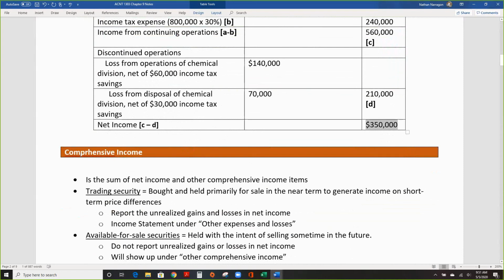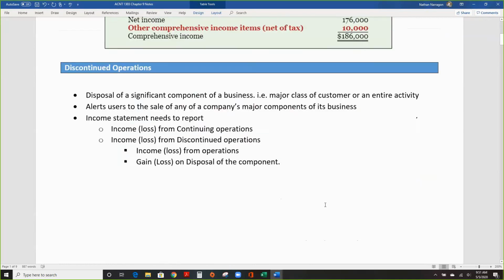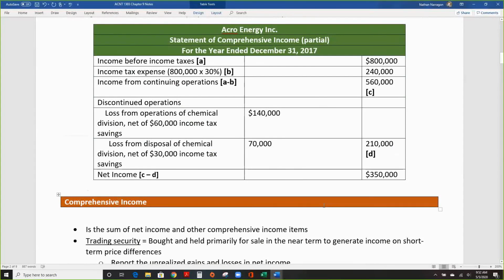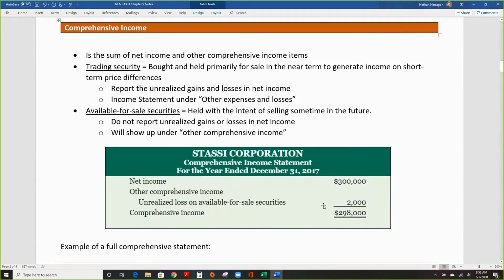Now, when we look at comprehensive income, again, this is getting into these other items. So right here, we're looking pretty much into the last bottom of this, the second item that we typically look for in unusual activities. Comprehensive income is the sum of net income and other comprehensive income items. Most of these are trading securities. Okay? So bought and held primarily for the sale in the near term to generate income or short-term price differences. And they're going to report the unrealized gains and losses in net income under basically other expenses and losses or other revenue and gains.